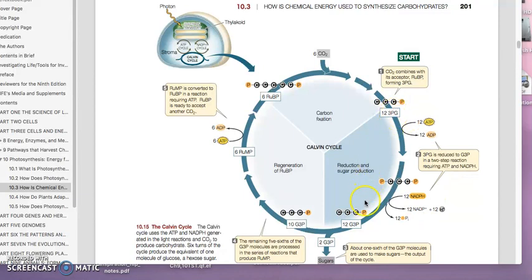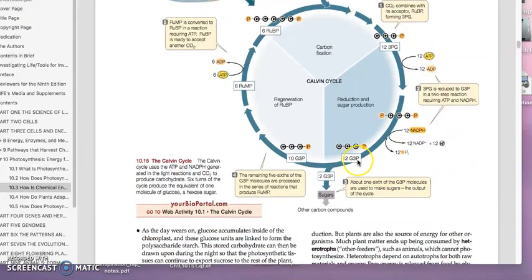So 3PG being reduced to G3P requires the ATP and NADPH from the light reactions. You don't have light, you don't have ATP and NADPH. A little bit of the G3P, about 1/6 of the G3P, is used to make sugars. Yay! That's the purpose of the Calvin cycle. The remaining 5/6, oh, and let's go back. Reduction and sugar production is converting 3PG into G3P, some of that G3P used to make sugars.